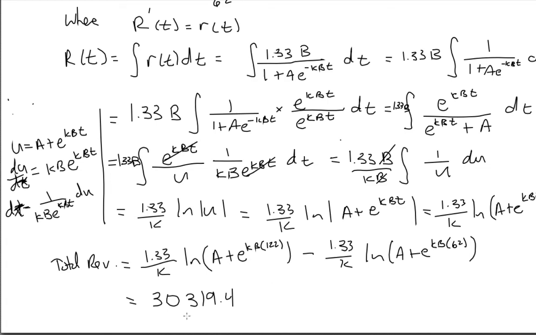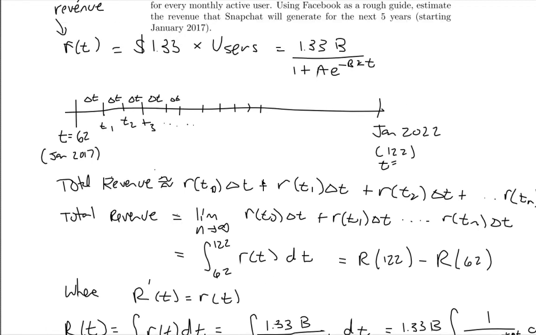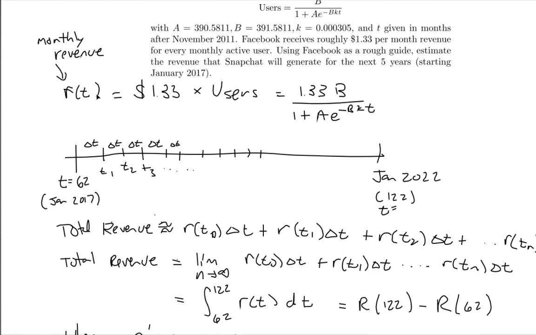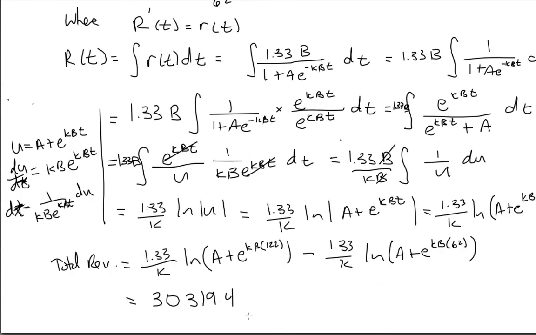30319.4. Now, interestingly, we have to remember what this number represents. So these users were in millions. So R of t here is in millions of dollars. Okay, so the monthly revenue is in millions of dollars. So after doing all of this integration, the result is also in millions of dollars. So the answer then is approximately, over the next 5 years, according to this model, Snapchat will make $30.319 billion, which is a lot.